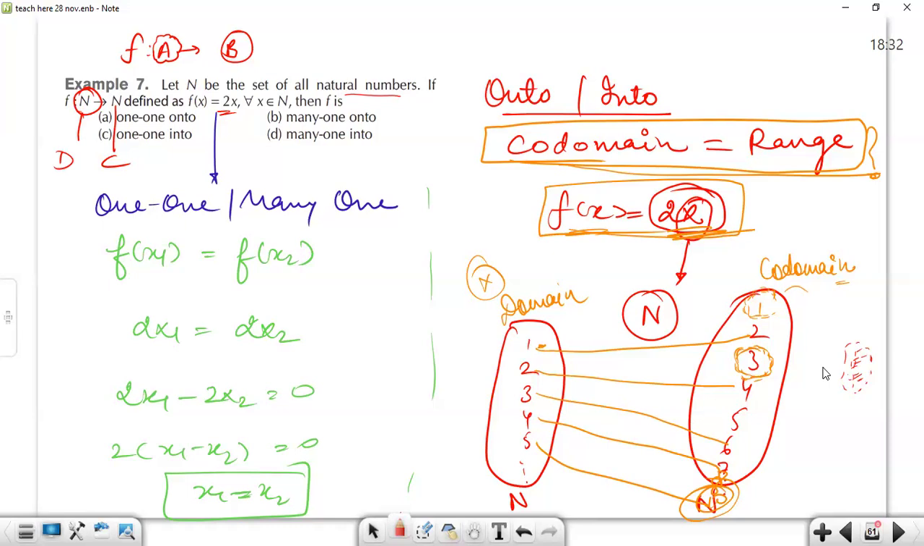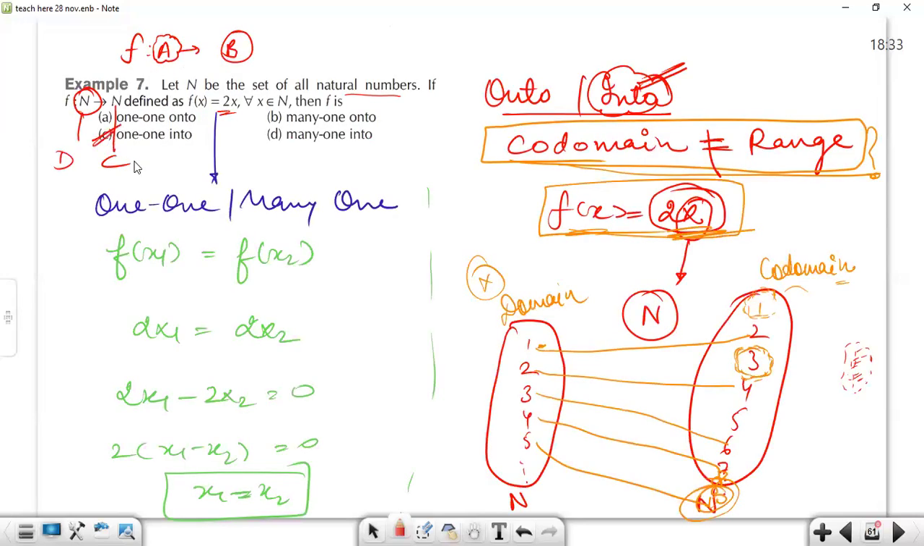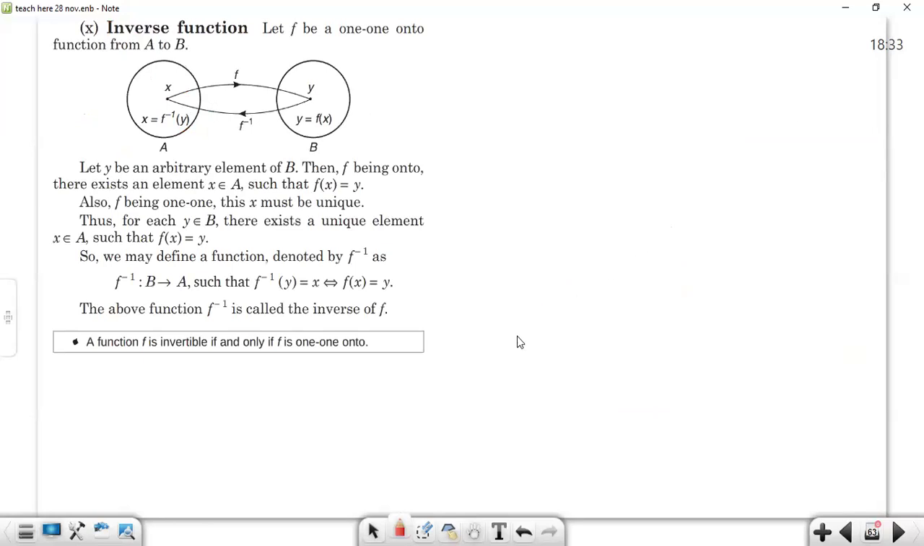So if codomain is not equal to range, is our function onto or into? It's into. Okay. So 1, 1 into should be our answer. But the given answer is incorrect. It should be 1, 1 and into only. C should be the correct answer. Okay. Yes, sir. Please revise the notes. Okay, sure.